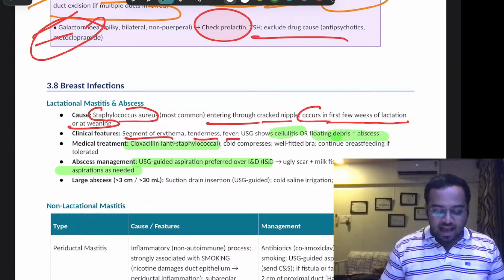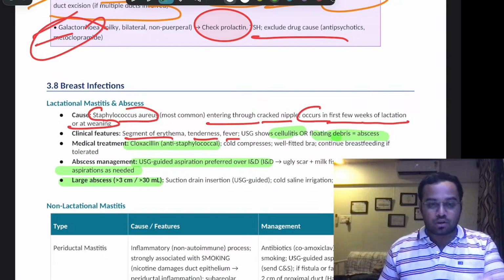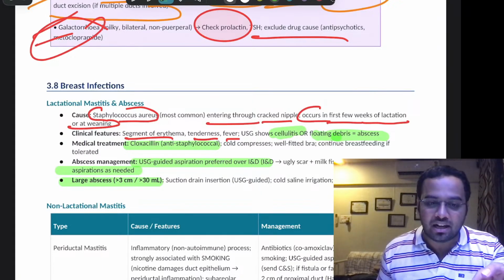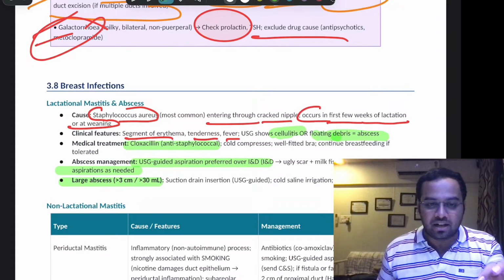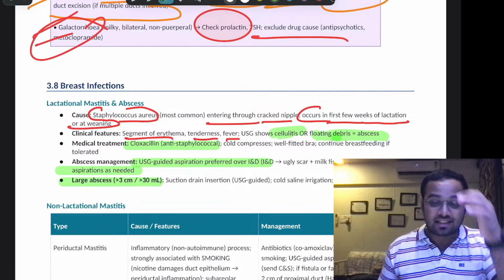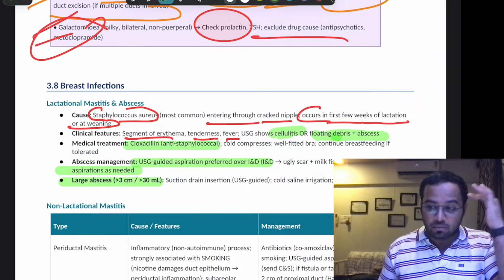But if the abscess is large, more than 3 centimeters or more than 30 ml, the same criteria I mentioned for the brain: more than 1.5 centimeter midline shift, or more than 5 mm midline shift with 30 ml of EDH. So if these indications are fulfilled, that is the time you can go for a craniotomy for the patient.